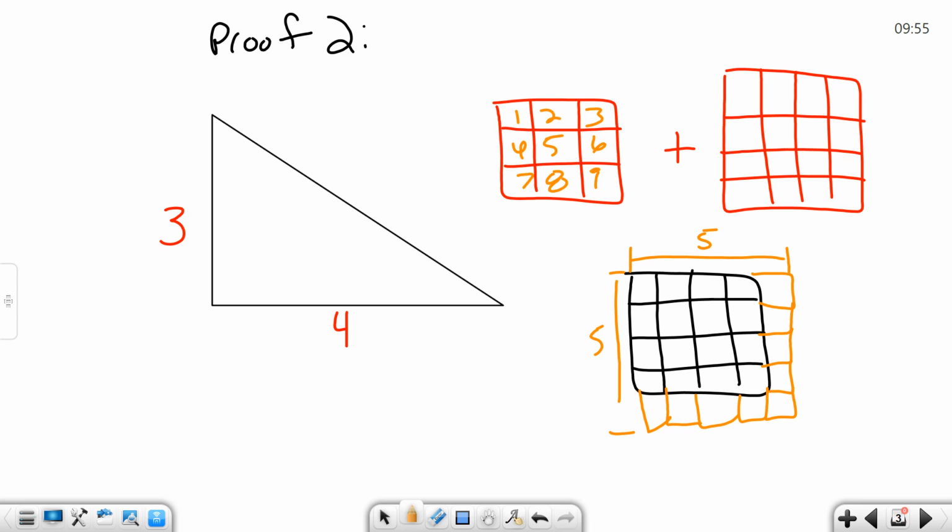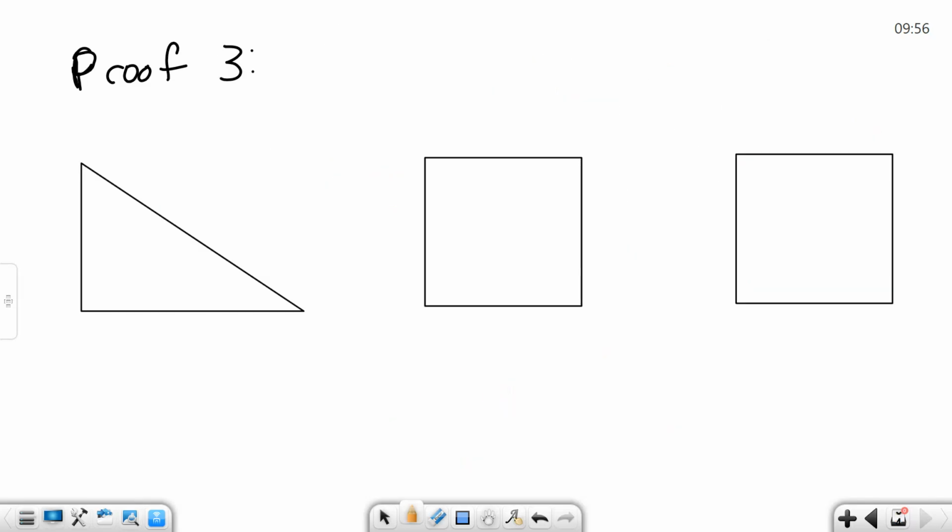Since we have a perfect square and each is 5 by 5, that means our hypotenuse here is equal to 5. Or another way to think of this is that 3 squared, because this is 3 by 3, plus 4 squared, because it's 4 by 4, is equal to 5 squared. And so for proof 3, we're going to look at a right triangle with a length of 5 and a length of 12.